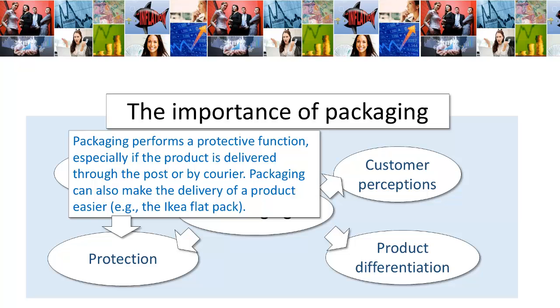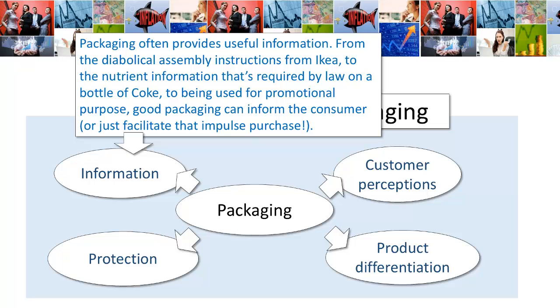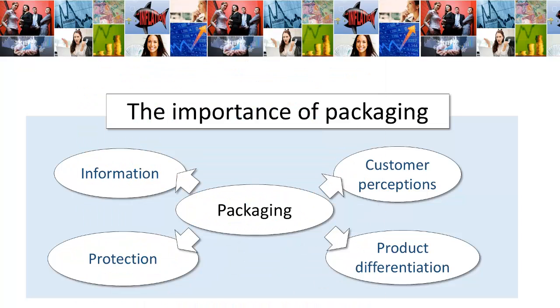Protection. There's a protective function, and this is especially important when the place part of the marketing mix, the distribution, involves posting or delivery by a courier. Packaging often provides useful information, from the diabolical assembly instructions from IKEA to the nutrient information that's required by law on a bottle of Coke. And it can be used for promotional purposes. Good packaging can inform the consumer or just help that consumer make the impulse purchase.